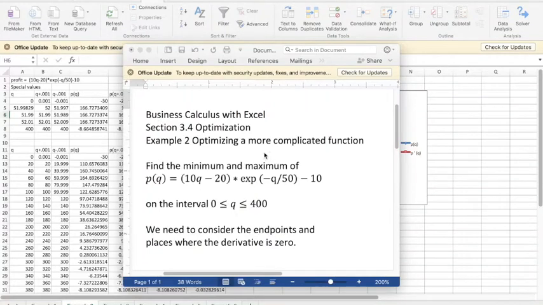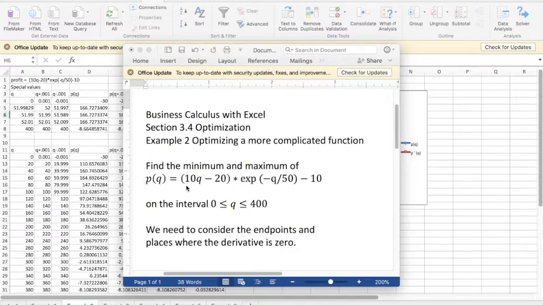Good morning. We're looking at example 2 out of section 3.4, optimization, of business calculus with Excel. We're looking at optimizing a more complicated function. Last time we looked at a parabola where we could find the minimum and maximum without any complicated techniques, because we know about parabolas and know how to find the maximum from the coefficients. Here we're looking at a more complicated function.